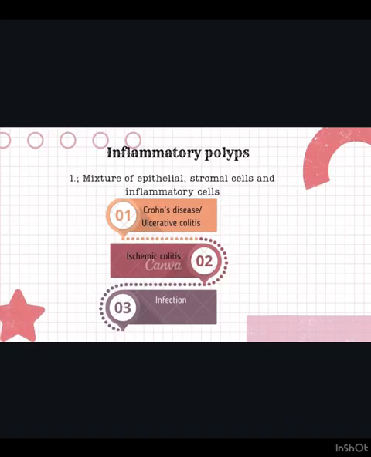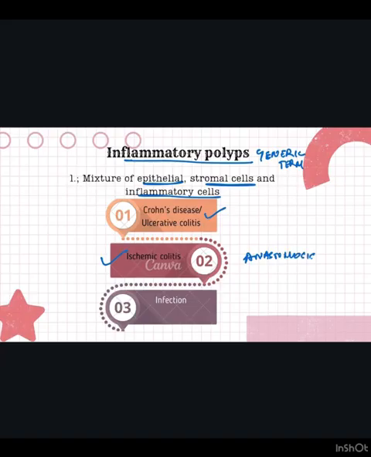We'll now start with the inflammatory polyps. Inflammatory polyp is a generic term which is used to describe any polyp which has a mixture of epithelial, stromal cells as well as inflammatory cells. As discussed before, these are found in diseases like Crohn's disease and ulcerative colitis. It is found in ischemic colitis. It is also found in anastomosis and any sort of an infection.